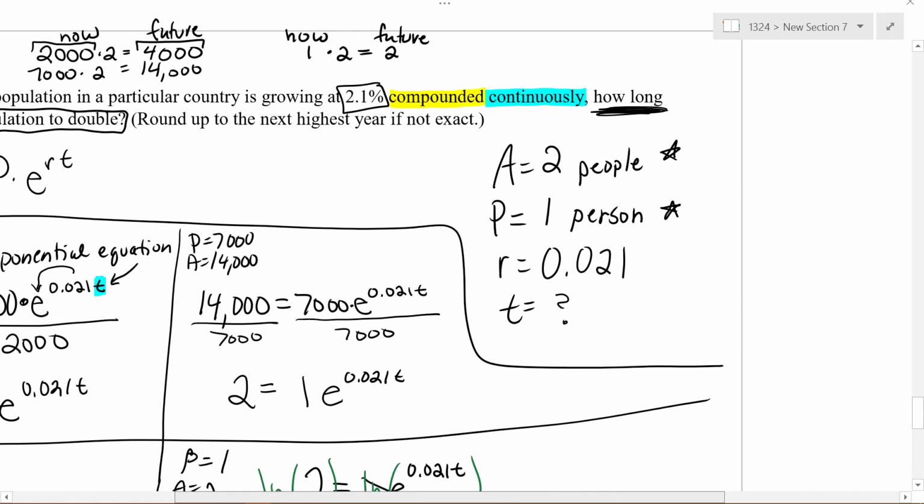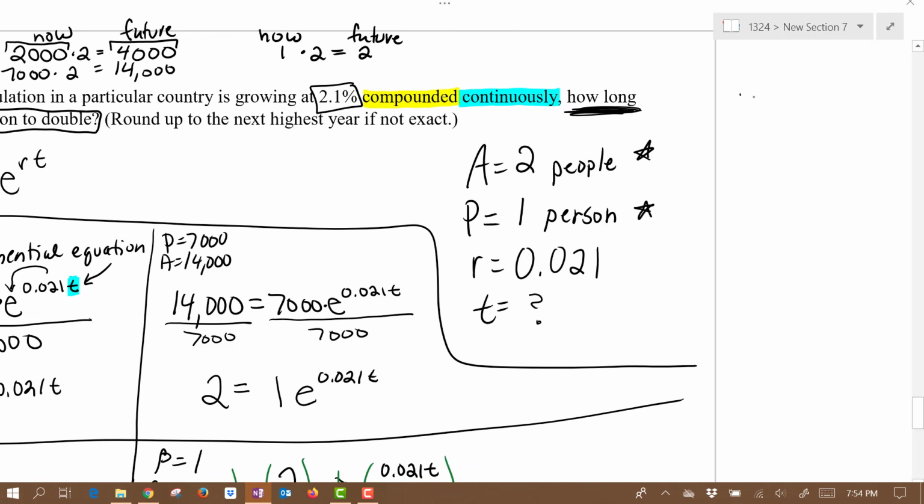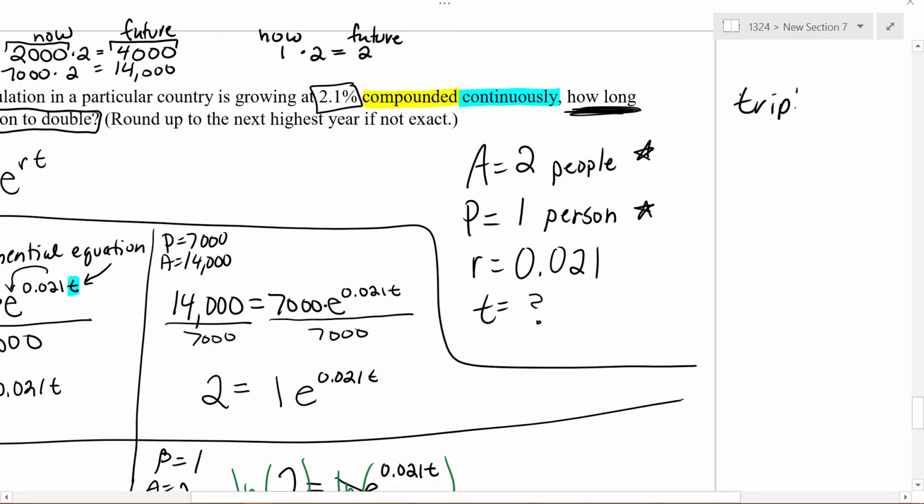All right, quick question. What if you were asked to find out how long it would take the population to triple? What would your A and P value have to be? Hopefully we proved at this point that it doesn't really matter what your A value and your P value are. What you're really asking is how long does it take one person to become 3 people? So we just need that population to triple.